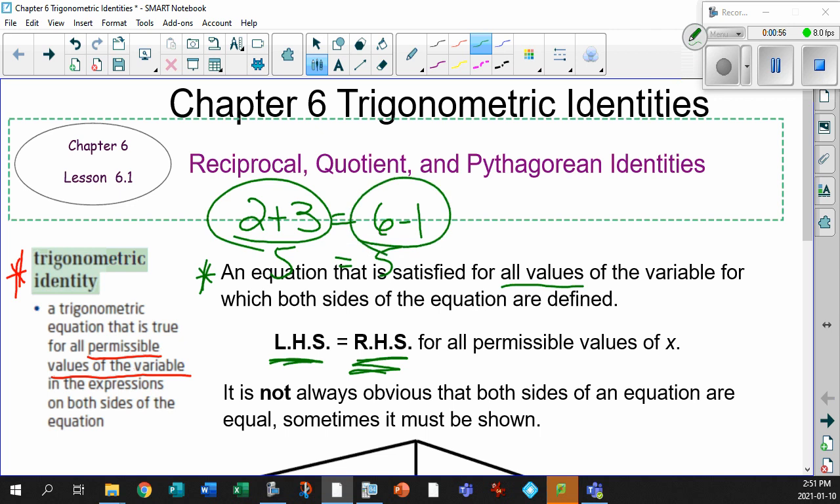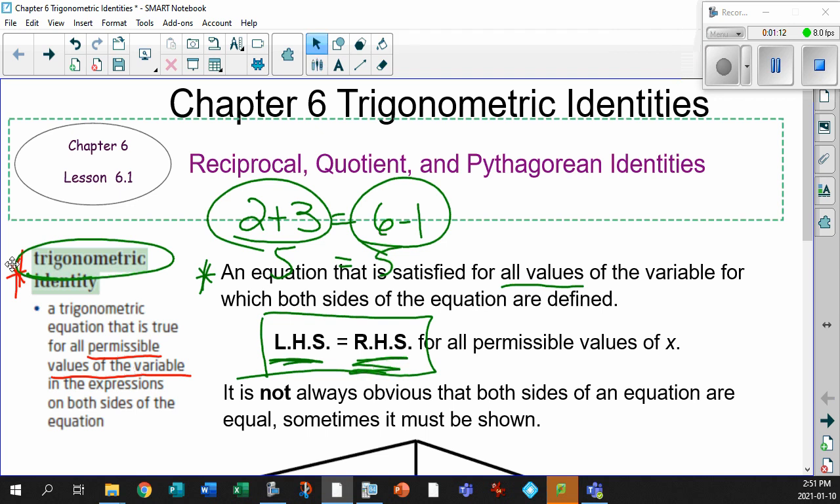You're going to deal with things like sine and cosine, maybe tangent squared, secant squared, and so on and so forth, because these are trigonometric identities. But the same idea holds. Left-hand side has to equal the right-hand side. But here's the thing. It's not always obvious that both sides equal each other.